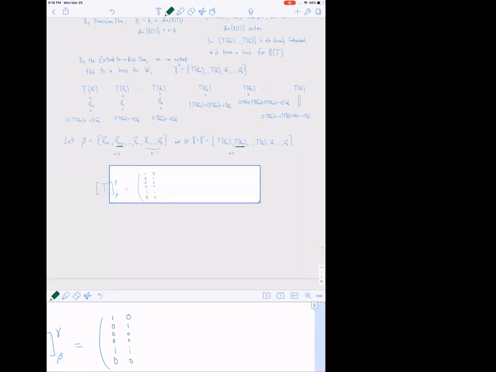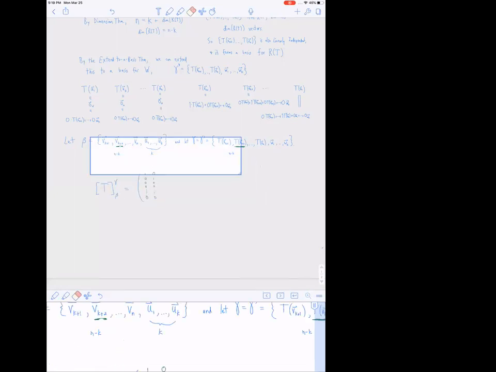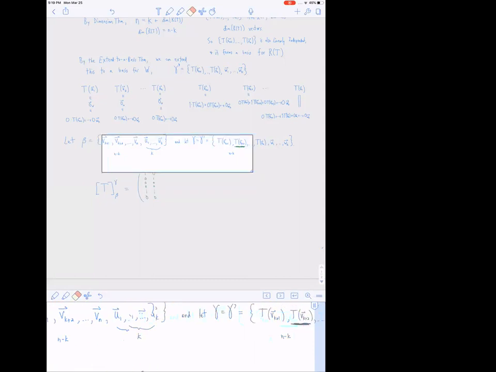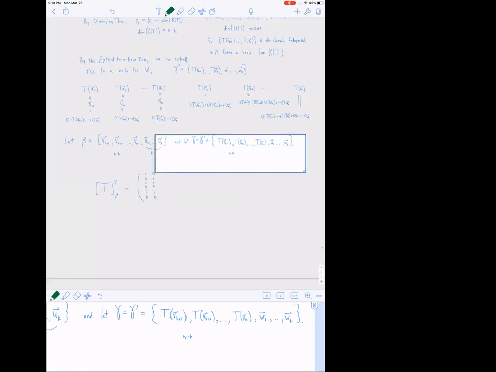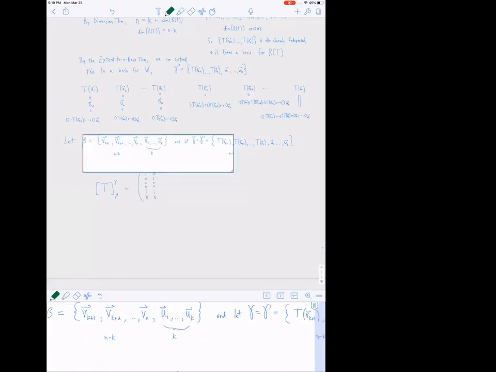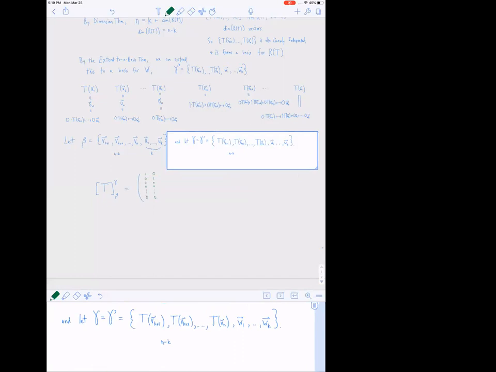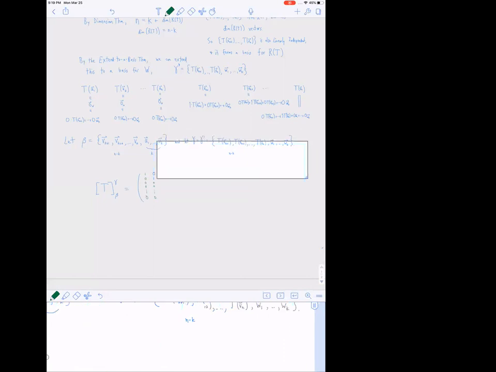And this pattern will then continue, allowing us to write each of the first n minus k vectors after the transformation as 1 times the corresponding vector in gamma, giving us a diagonal for the first n minus k columns.